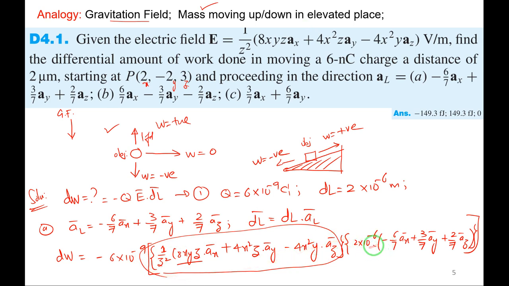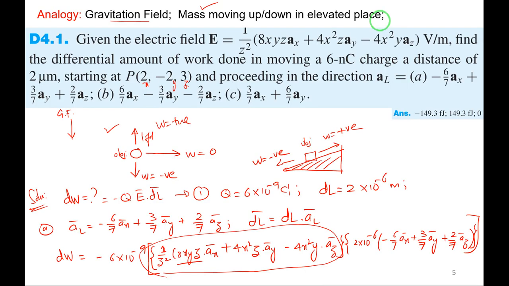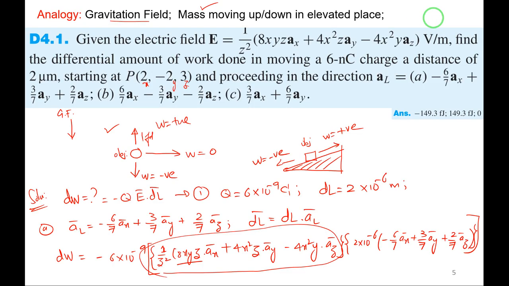Next, we'll take up this, multiply and write it. 10 power minus 6, we'll take it out. So 2 into minus 6 by 7, minus 6 divided by 7. So minus 1.714 aX. Next, 2 into 3 by 7, 3 divided by 7. So I am getting it as 0.857 aY. If I am making any mistakes, please correct it or else the entire thing will go wrong.